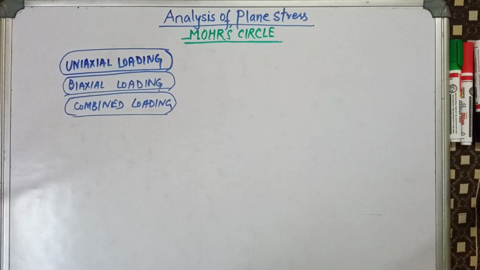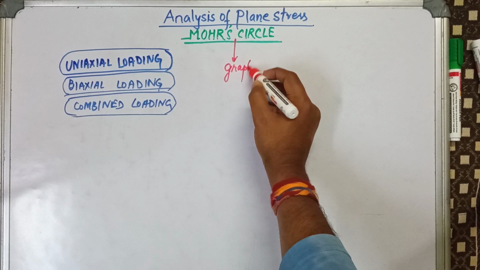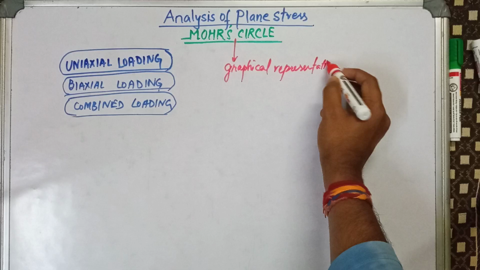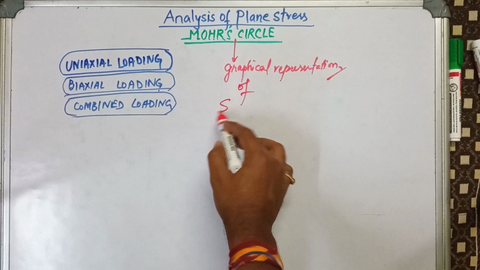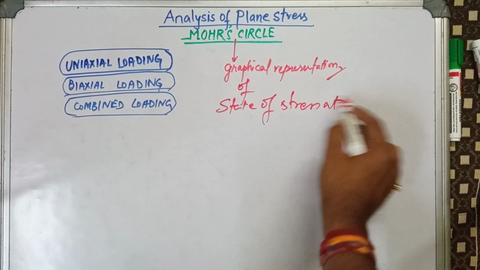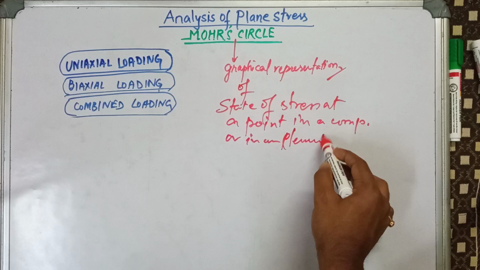Try to understand one very simple logic. Mohr's circle is nothing but a graphical representation. The immediate question that comes to our mind is, graphical representation of what? I have understood it is a graphical representation, but of what? It is a graphical representation of the state of stress at a point in a component or in an element. Are you able to understand? It is the state of stress at a point in a component or in an element.